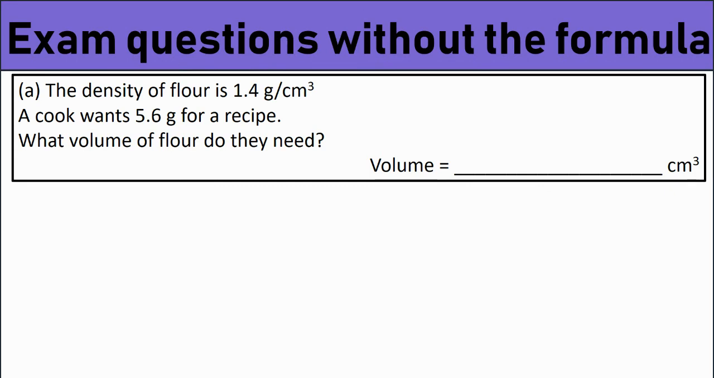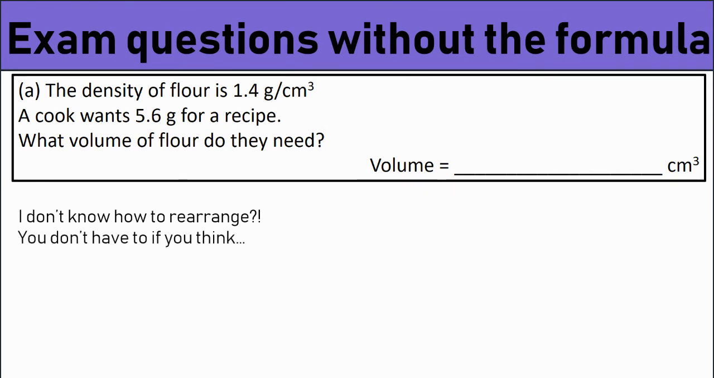Okay, final question. They might again rearrange and say, what's the volume? So it says the density of flour is 1.4 grams per centimeter cubed. A cook wants 5.6 grams for a recipe. What volume of flour do they need? So again, I don't know how to rearrange. How am I going to do this? Well, if you think and use your reasoning, we can work this out.